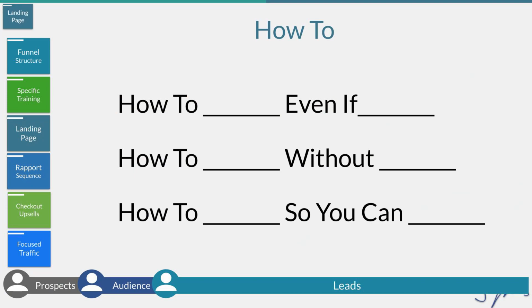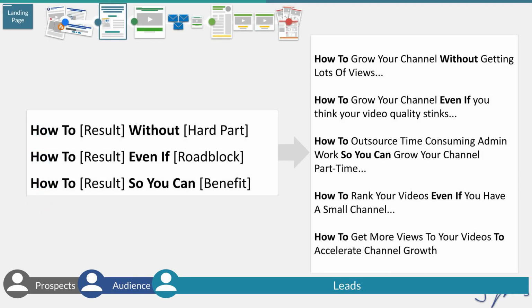Now, obviously, you have to have results in order for this kind of headline to work. And if you don't, or it just doesn't fit your particular product offer, then you can use the how-to formula. The how-to formula is you just talk about what the specific training is going to teach them, and then something that they're not going to have to do, something they thought they'd have to do in order to achieve that result. So here are some examples of that.